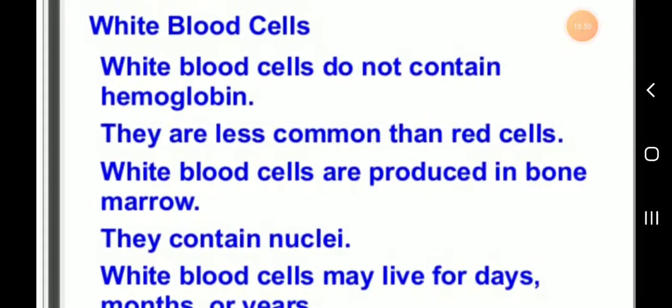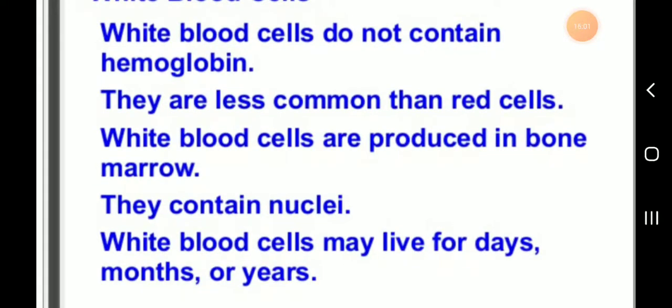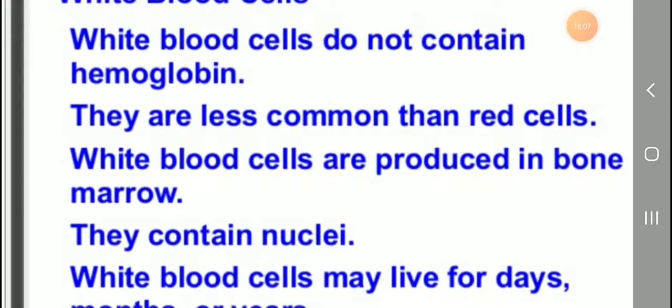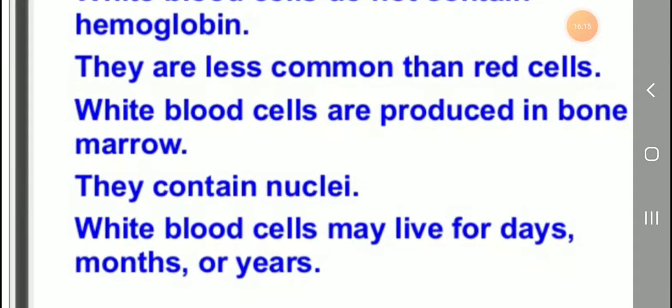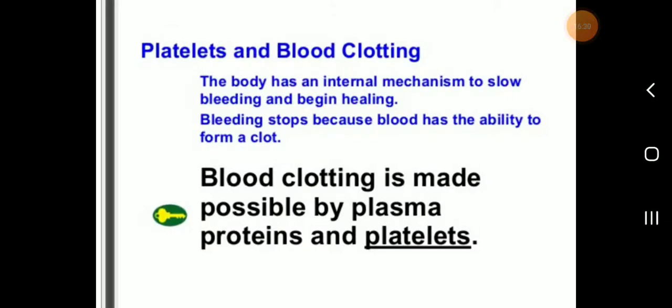Then white blood cells. White blood cells do not contain hemoglobin. They are less common than red cells. White blood cells are produced in bone marrow. Note this point, students: white blood cells do not contain hemoglobin. They contain nuclei. White blood cells may live for days, months or years.